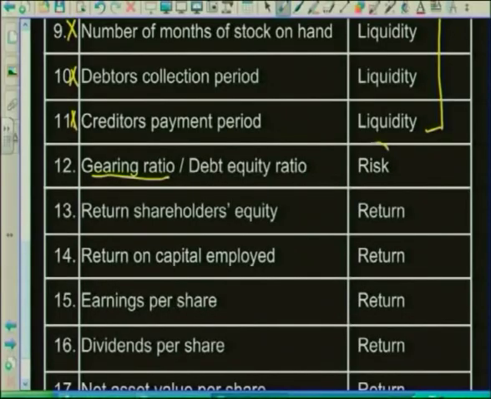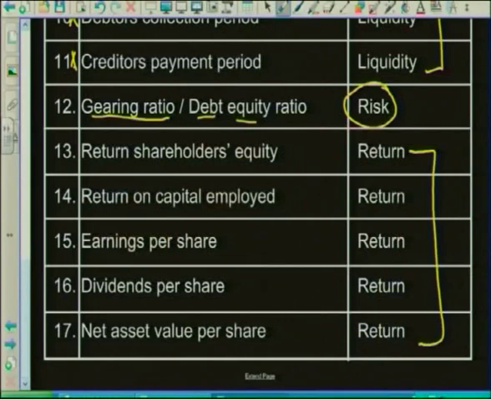The next ratio, absolutely important, gearing ratio. Gearing falls under the category of risk. Here we're simply looking at just one ratio, debt equity ratio. Now please remember, grade 12s, in the exam, sometimes they refer to it as gearing. They actually ask you to calculate the gearing ratio, or they may tell you to calculate the debt equity ratio. It means the exact same thing. Debt equity ratio.